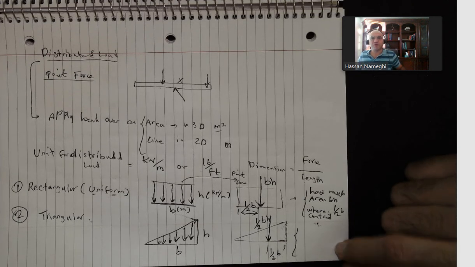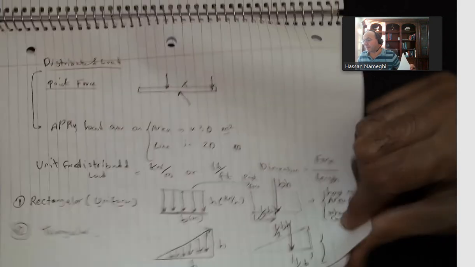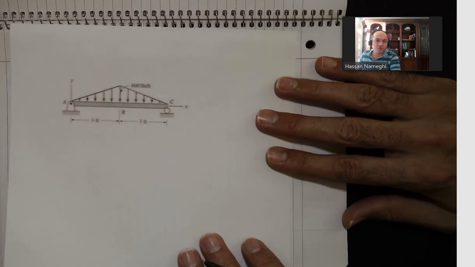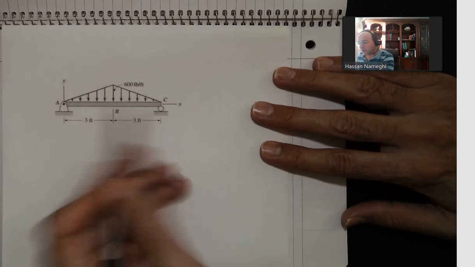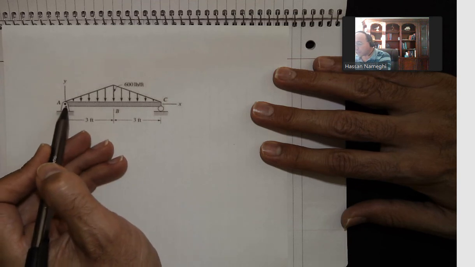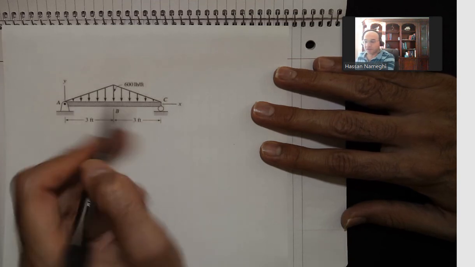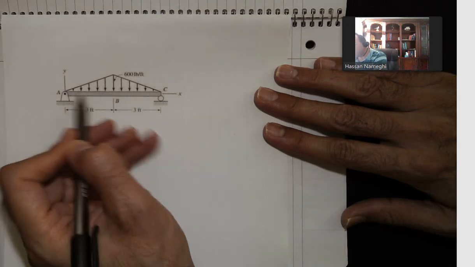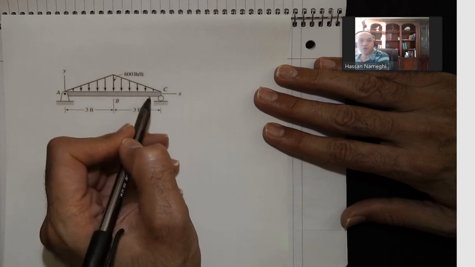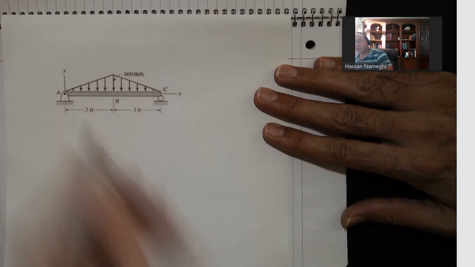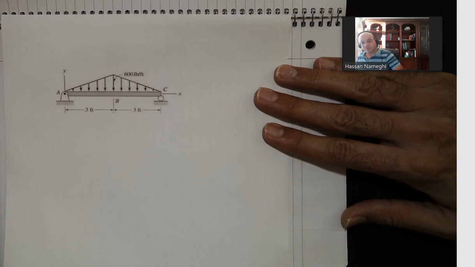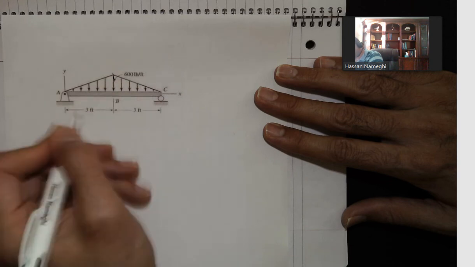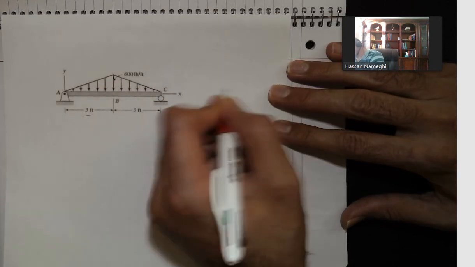So before we go further, let's solve an example. In this example I have a distributed load like this. There are two triangles on two sides. What I want to do is find the reaction at A and the reaction at C. In order to proceed with this problem, I need to replace these two triangular shapes with two point forces. The one on the left, the height of it is 600, the base of it is 3. Again, I'm going to redraw it here.